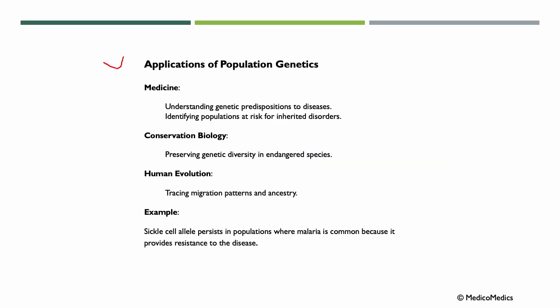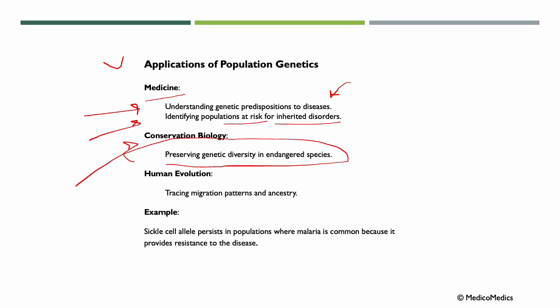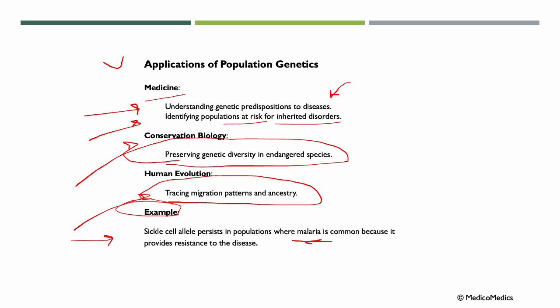Some applications of population genetics. In medicine, for example, understanding genetic predispositions to diseases. It helps identify populations at risk for inherited disorders. In conservation biology, it helps preserve genetic diversity in endangered species. In human evolution, it helps us trace migration patterns and ancestry. A medical example could be that the sickle cell allele persists in populations where malaria is common because it provides resistance to the disease.